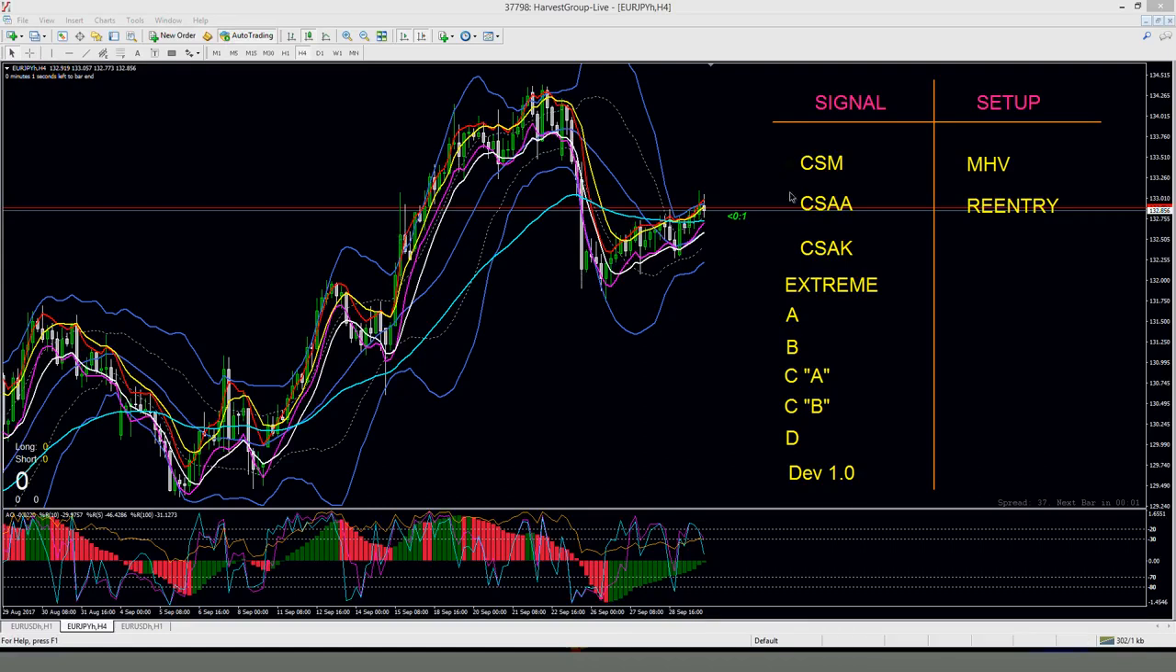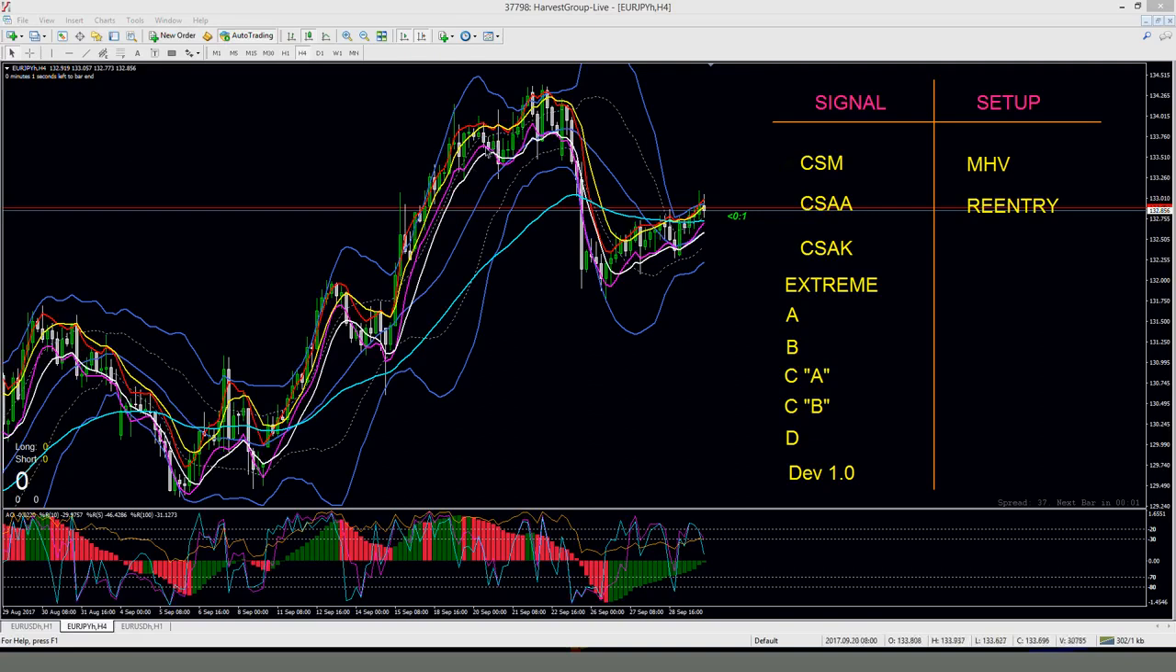Okay, so what you need to understand with candlestick momentum is that every first candlestick momentum will give you one re-entry. Okay, so the first candlestick momentum will allow you to have one re-entry. And the second one is candlestick arah awal, which is the early direction.